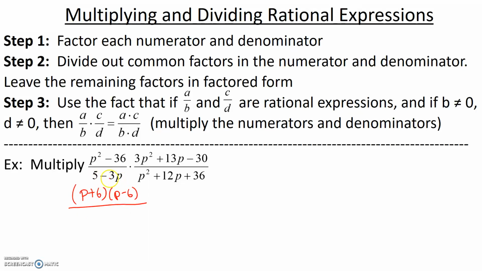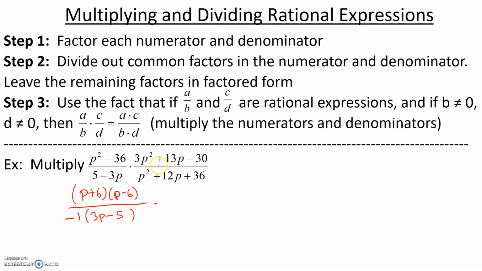Now let's factor 5 minus 3p. This is pretty much in factored form. The only thing is that 3p needs to be positive. So remember, when you want to make this term positive, we factor out a GCF of -1. If we divide 5 by -1, that becomes -5. Negative 3p divided by -1 becomes positive 3p. This gives us 3p minus 5.